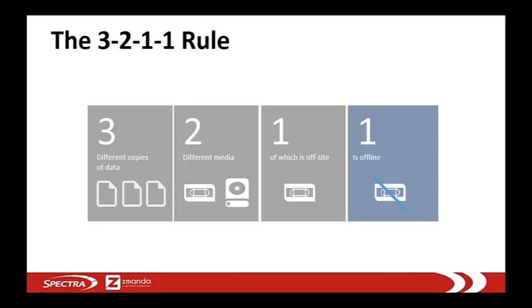So this is where best practices really come in, having your 3 different copies on 2 different types of media. One of them's off-site and one of them's offline. The off-site and offline can be the same copy if that off-site one is stored in a vault or something like that. But the key here is an offline copy. It really protects your data, and it protects anybody from being able to access it.